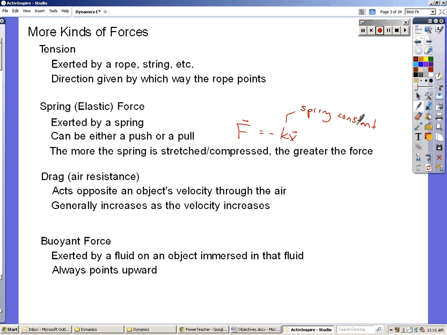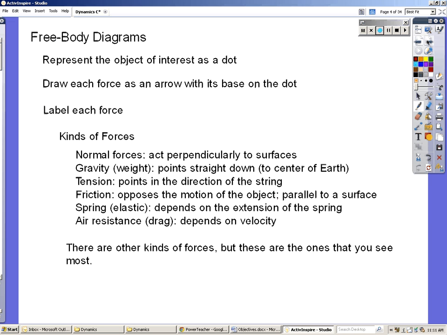There's also the drag force, which acts opposite an object's velocity as it goes through the air. And generally, the faster you go, the more drag there is. There's also buoyant force, which we did something with last year, but we're not going to do so much this year. You just need to know it exists. We'll learn more about all of these except normal and tension later. The rest of them are subtle.